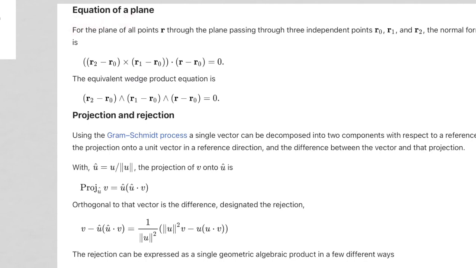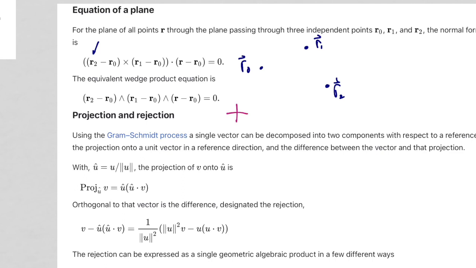They talk about the equation of a plane. Here they show the regular vector algebra statement for the equation of a plane, and here's the equivalent wedge product equation. And this is pretty fun because we can imagine we have a point R0, a point R1, and some other point R2, right? And now understand these are meant to be vectors that live in the geometric algebra. That means these are all elements of the geometric algebra.